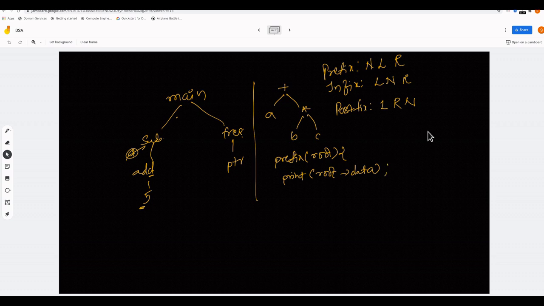Okay. Don't worry about syntax, just ignore it. So print root of data. Then you recursively call the left first, so prefix of root dot left. And then you call prefix of root dot right, and that's it. And this happens recursively.